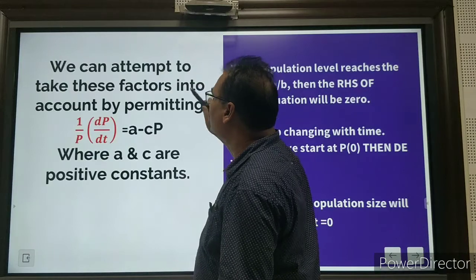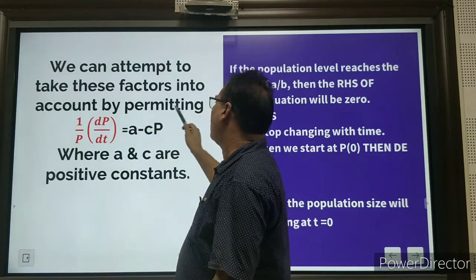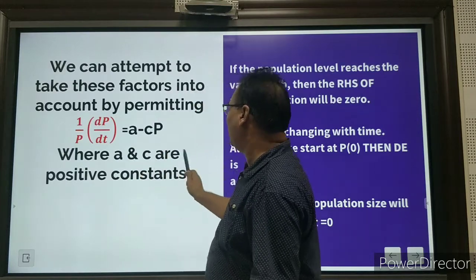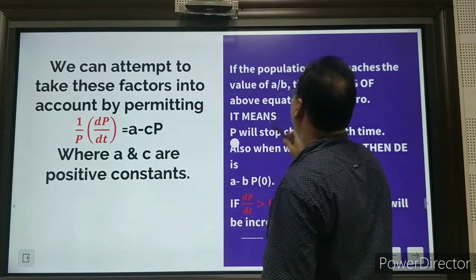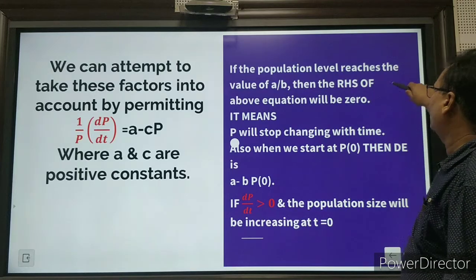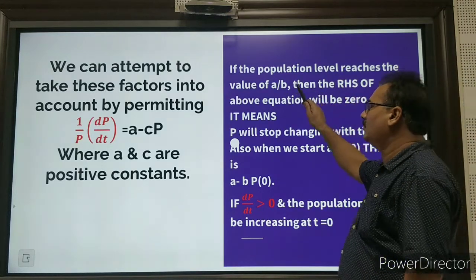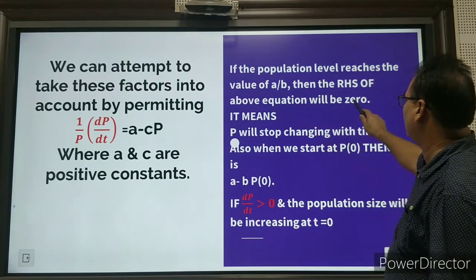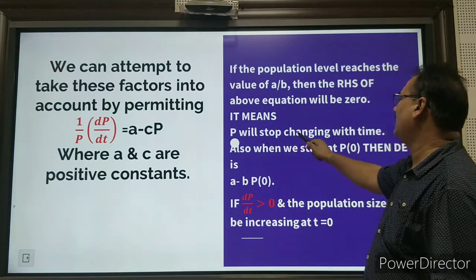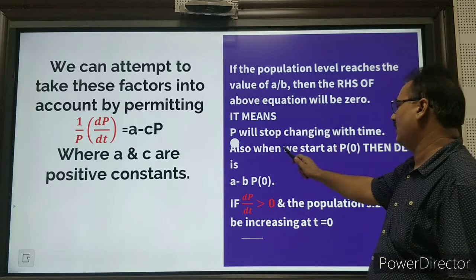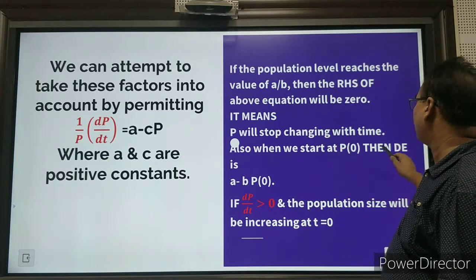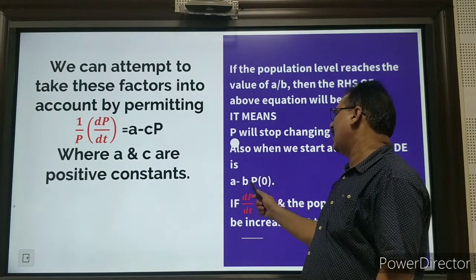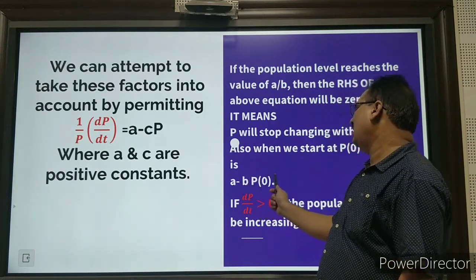So we can attempt to take these factors into account by permitting 1 by p dp by dt is equal to a minus cp, where a and c are positive constants. If the population level reaches the value of a by c, if you divide this, then the right hand side of the equation will be 0. It means p will stop changing with time.